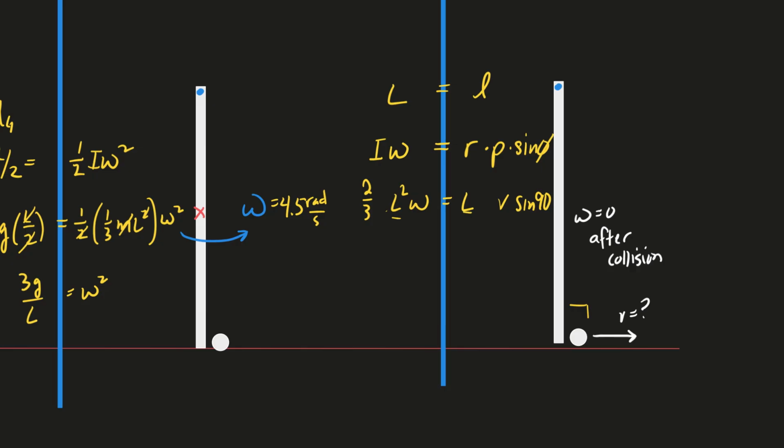These two L's are the same L, so I can cancel out one of the L's. And that leaves me with the velocity of the ball equals 2/3 times 1.5 times 4.5. How do I know this is right? The 1.5 is in meters, and the 4.5 is in radians per second. That's going to leave me an answer in meters per second. That seems very clearly like I'm on the right track. 2 times 1.5 is 3, and 3 divided by 3 is 1. So this velocity is just 4.5 meters per second.